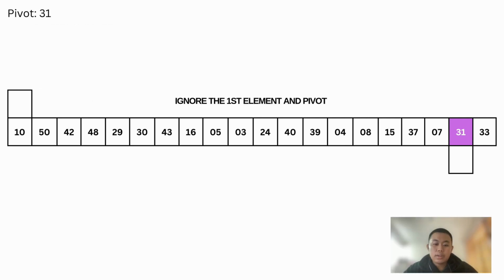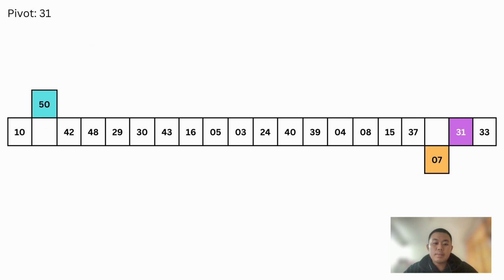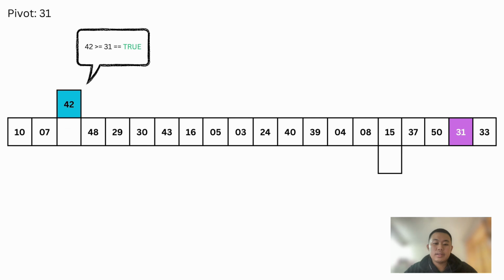Now we would ignore the first element and the pivot because they are now properly placed. So we'll proceed to the next elements. So if the conditions are true, we will grab the elements and then swap them. Now we will keep doing this until the I counter and the J counter cross.